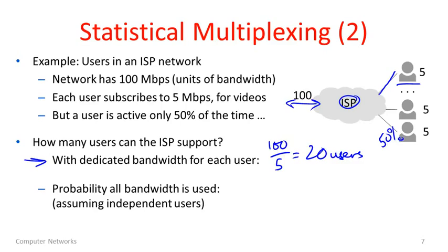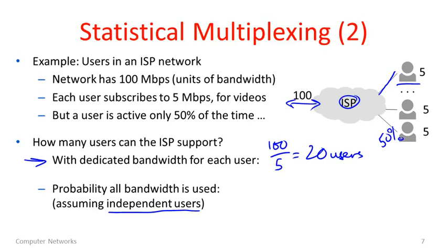Okay, but if we think about this case where there are 20 users, let's ask, for the sake of argument, what's the probability that all of the bandwidth within the ISP is being used? Now, the kicker here is we're going to assume that all of the users are independent. That's a little bit unrealistic, but it's good for thinking about this. So let's just assume that all of the users are independent. This is a probability calculation. Some of you may not be familiar with it. Don't worry about it too much.